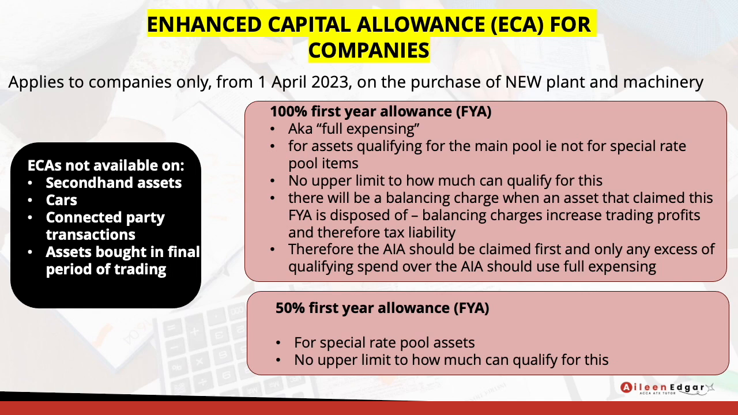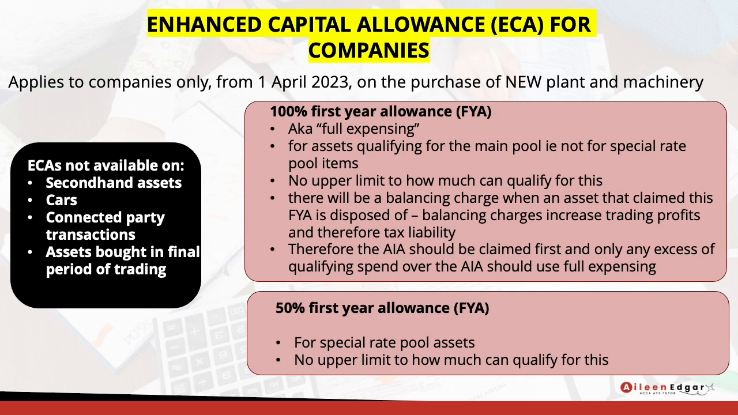We have 100% first year allowance, which is also referred to as full expensing, and we have a 50% first year allowance. The full expensing is for assets that would qualify for the main pool. There is no upper limit to how much can qualify for this full expensing. There would be a balancing charge when an asset that claimed this 100% first year allowance is disposed of. Balancing charges increase your trading profits and therefore your tax liability.